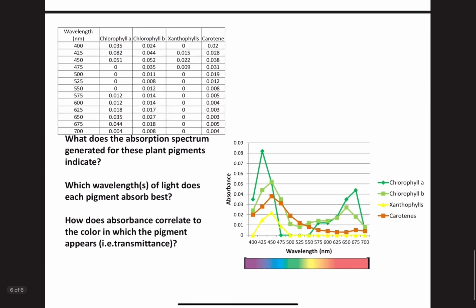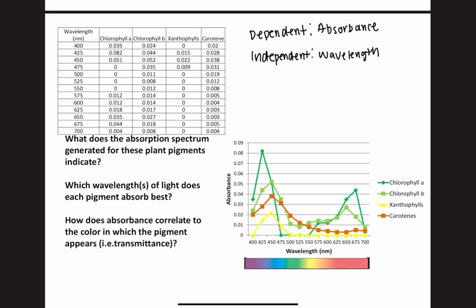And finally, we used a spectrophotometer to measure absorbance of these pigments at different wavelengths. So when we're talking about our dependent and independent variables, our dependent variable is going to be absorbance. Remember, our dependent variable is always going to be the y-axis. So that means that wavelength was our independent variable. The absorption spectrum we generated told us how much light each pigment absorbs across the visible spectrum. And that helps us understand which wavelengths are most useful for photosynthesis.